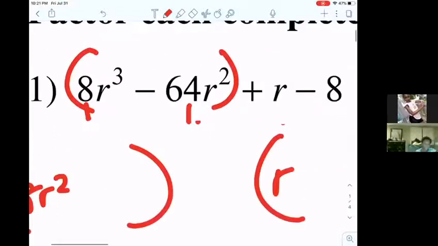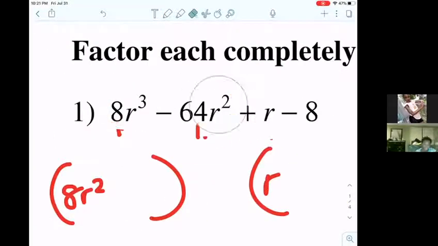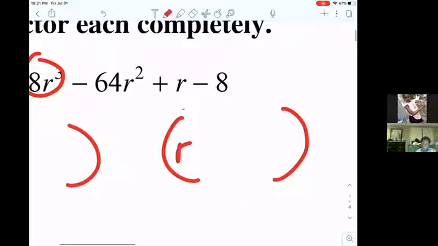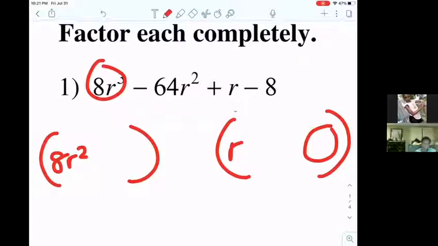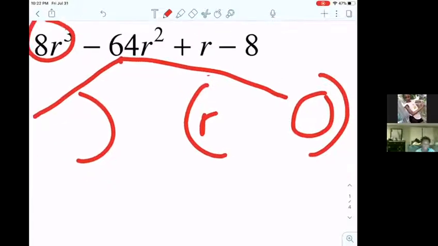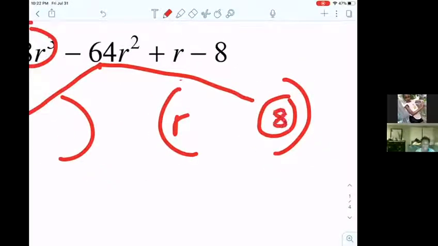Now we can circle the first number out so that it doesn't get in our way anymore. The next number we're trying to solve is this box right over here. To do that, we have to do 64 R raised to 2 divided by 8 R raised to 2. When I do that, I get 8, so I can put 8 in that little box right over here.